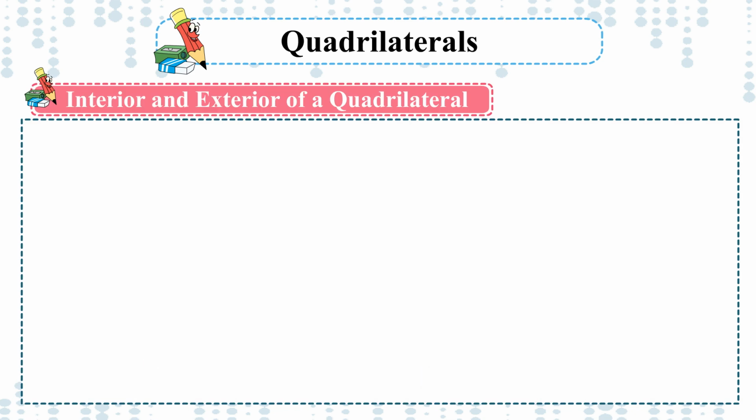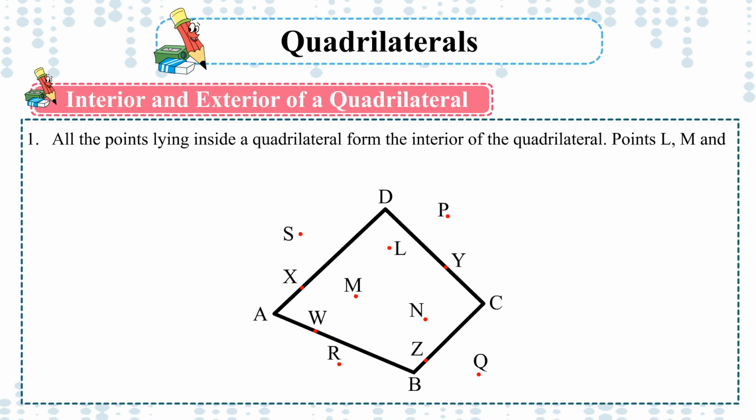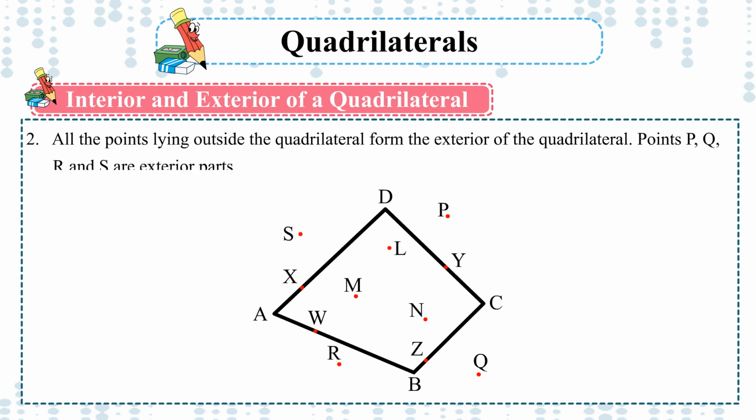Interior and exterior of a quadrilateral. 1. All the points lying inside a quadrilateral form the interior of the quadrilateral. Points L, M and N are interior parts. 2. All the points lying outside the quadrilateral form the exterior of the quadrilateral. Points P, Q, R and S are exterior parts.